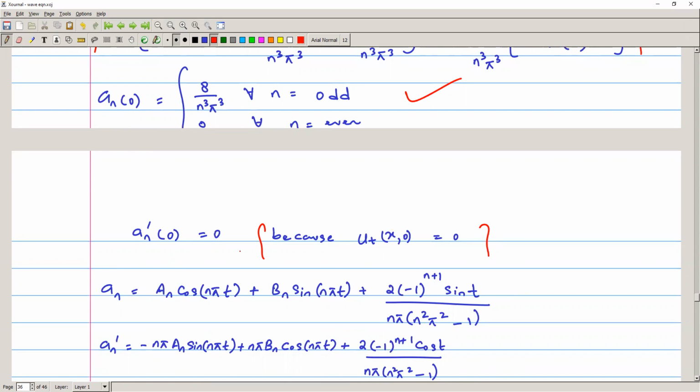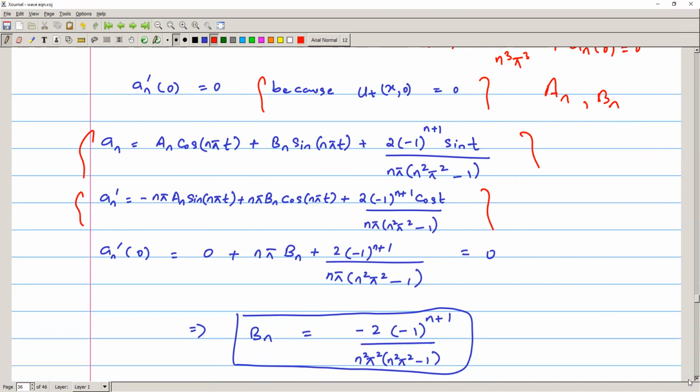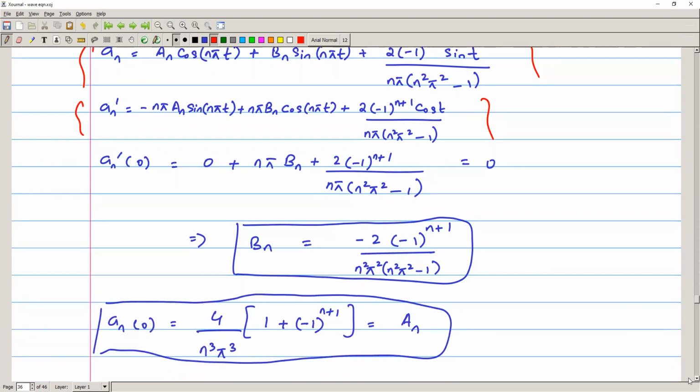So we have two conditions now: a_n(0) is equal to 8 over n cubed pi cubed, and a_n prime(0) is equal to 0. Now we can find the constants a_n and b_n. We apply the conditions to the equation. Here this is a_n prime. We plug in t equals 0, and we get b_n, and then we get a_n respectively.